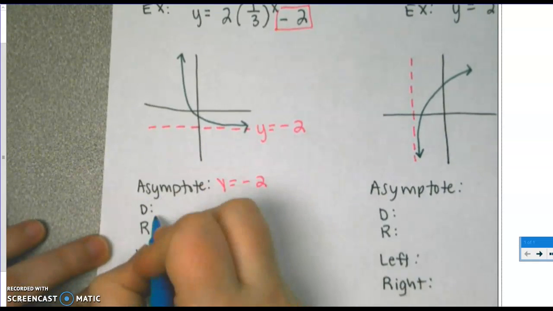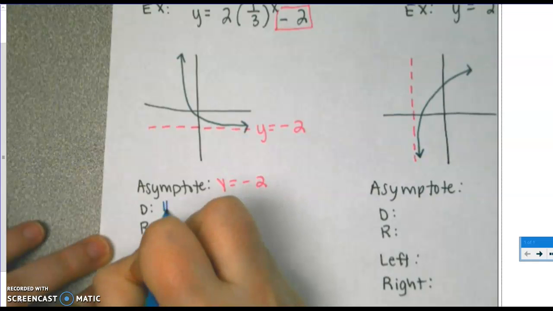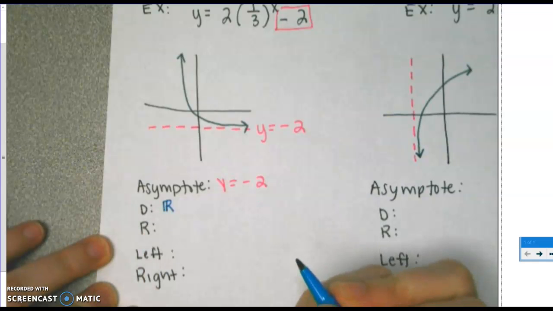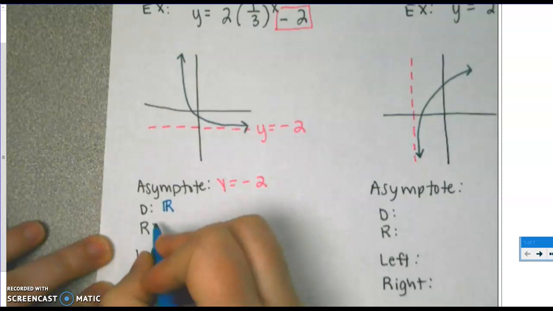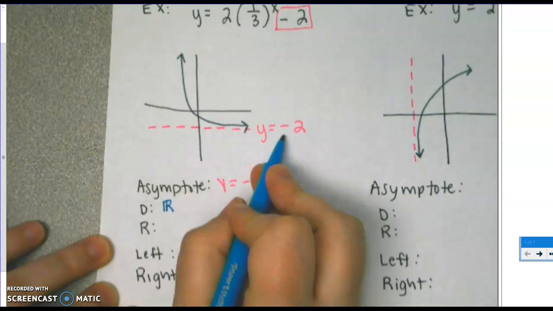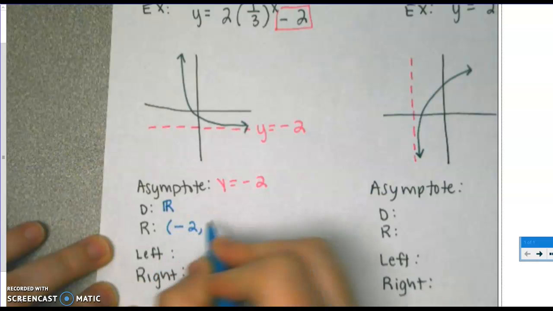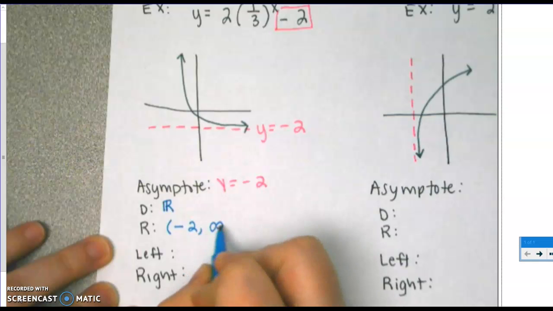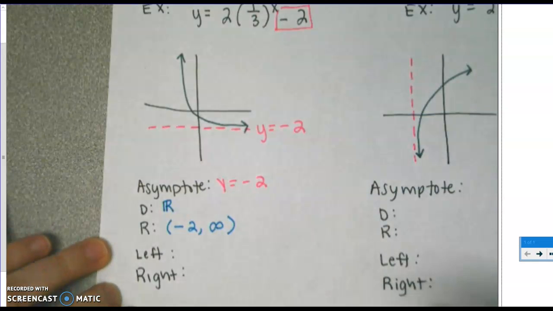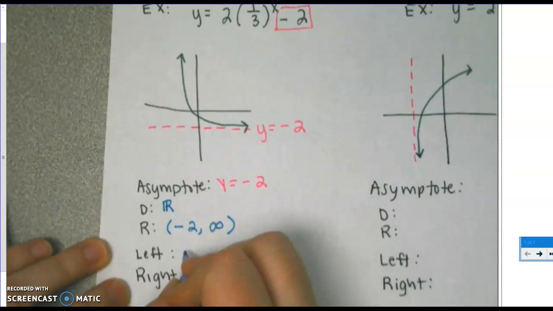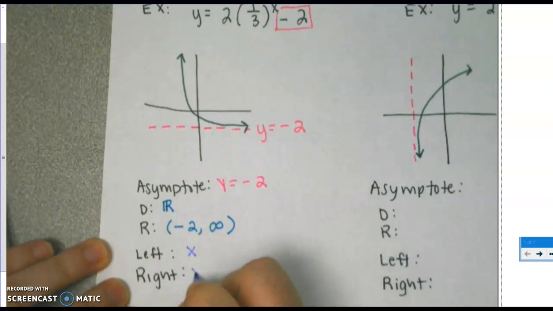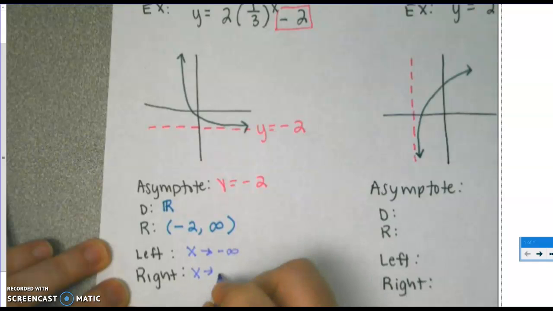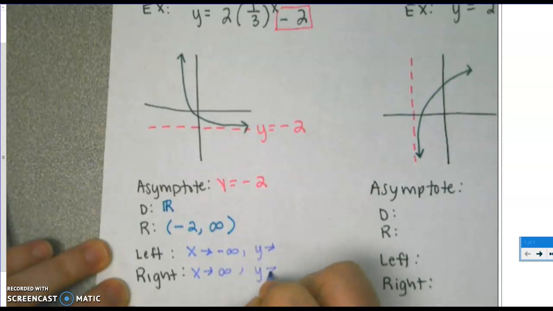All right, domain. Every single exponential, the domain is all real numbers. Range, low to high. The low of my graph is -2. The high of my graph is going up to infinity. All right, I do have a left arrow and a right arrow for exponential. They always have both. So negative to the left, positive to the right.